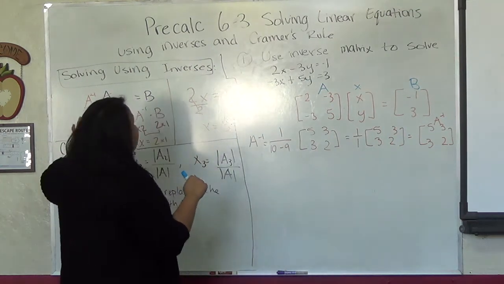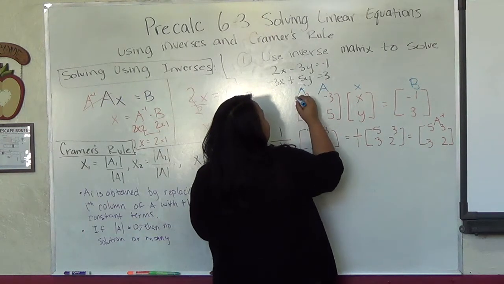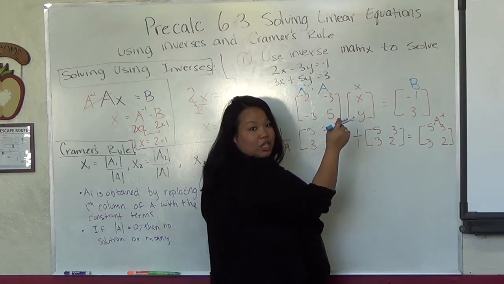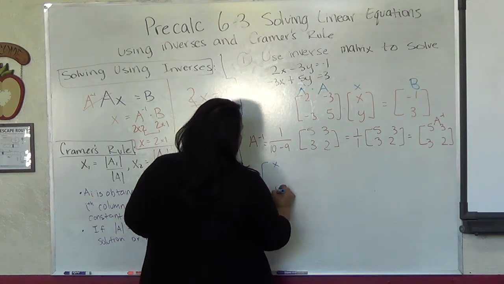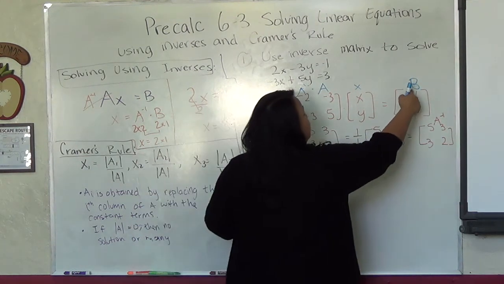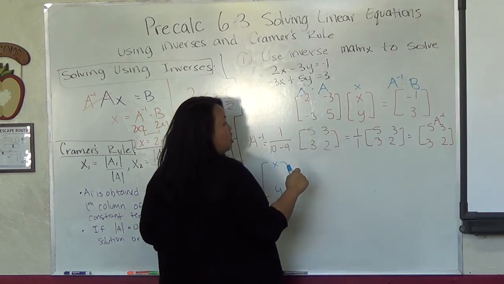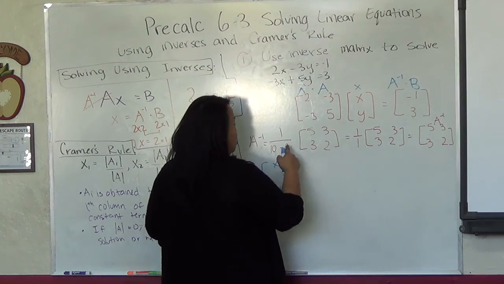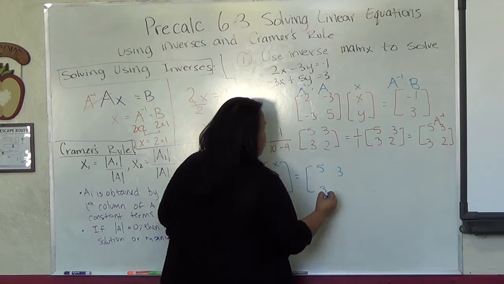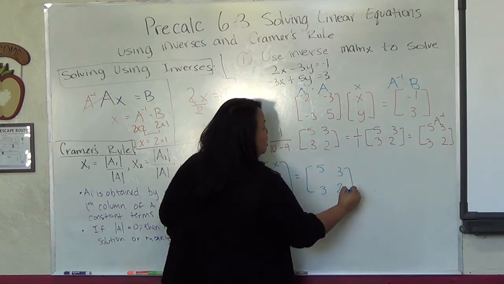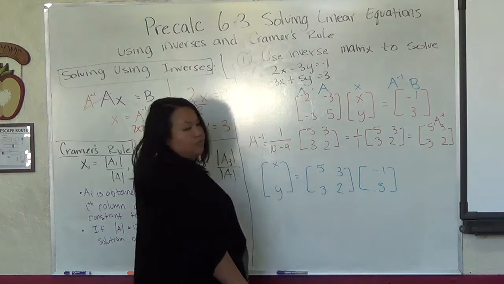So according to this, using inverses, I would multiply this by A to the negative 1, and this cancels out because it would be the identity matrix, leaving me with just X and Y on this side. And then I would have to take B and multiply this by A to the negative 1. And what has to be first? The inverse. So it's 5, 3, 3, 2 times negative 1, 3.